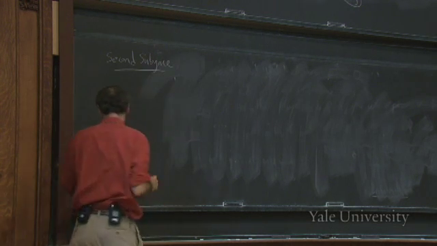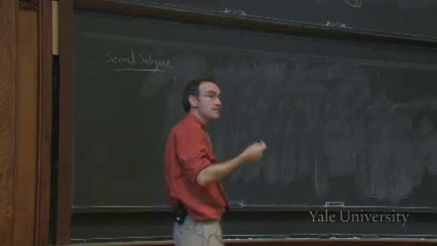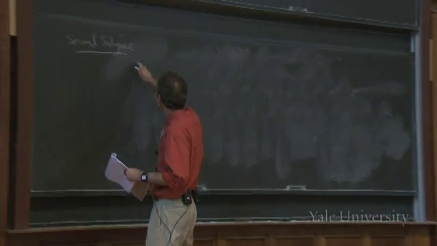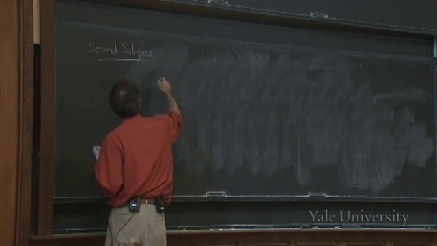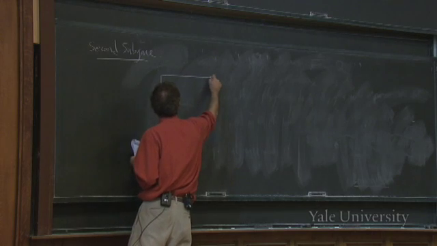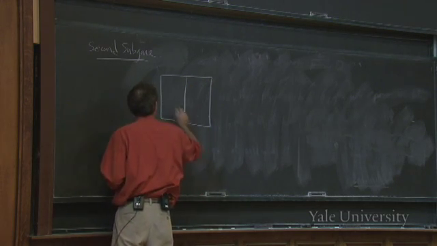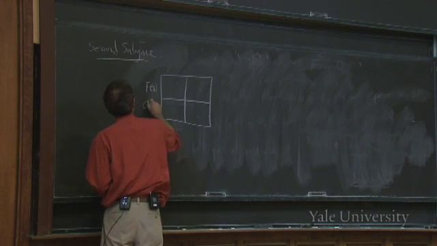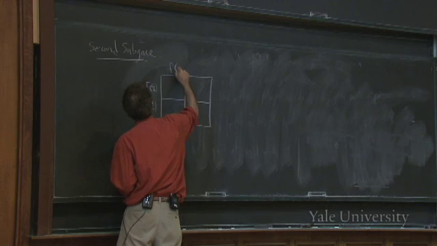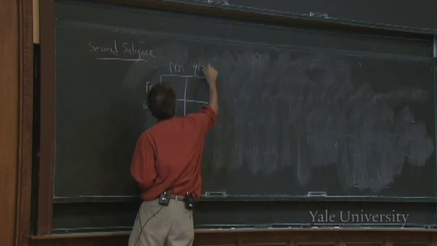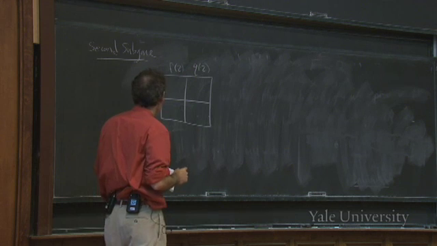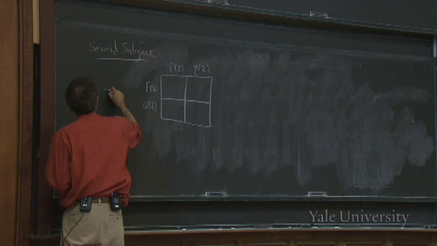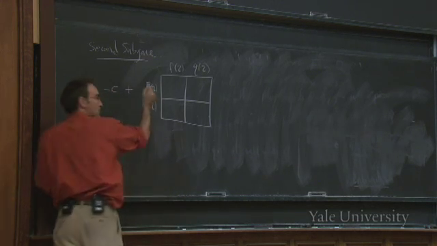The second subgame. All right? So let's write down the matrix that corresponds to that second subgame. I'm going to write it down in the following way. I claim in this second subgame, each player has two choices. They can fight or quit, fight or quit. And I'm going to write the payoffs in a particular way. I'm going to write the payoffs as minus C plus this thing.